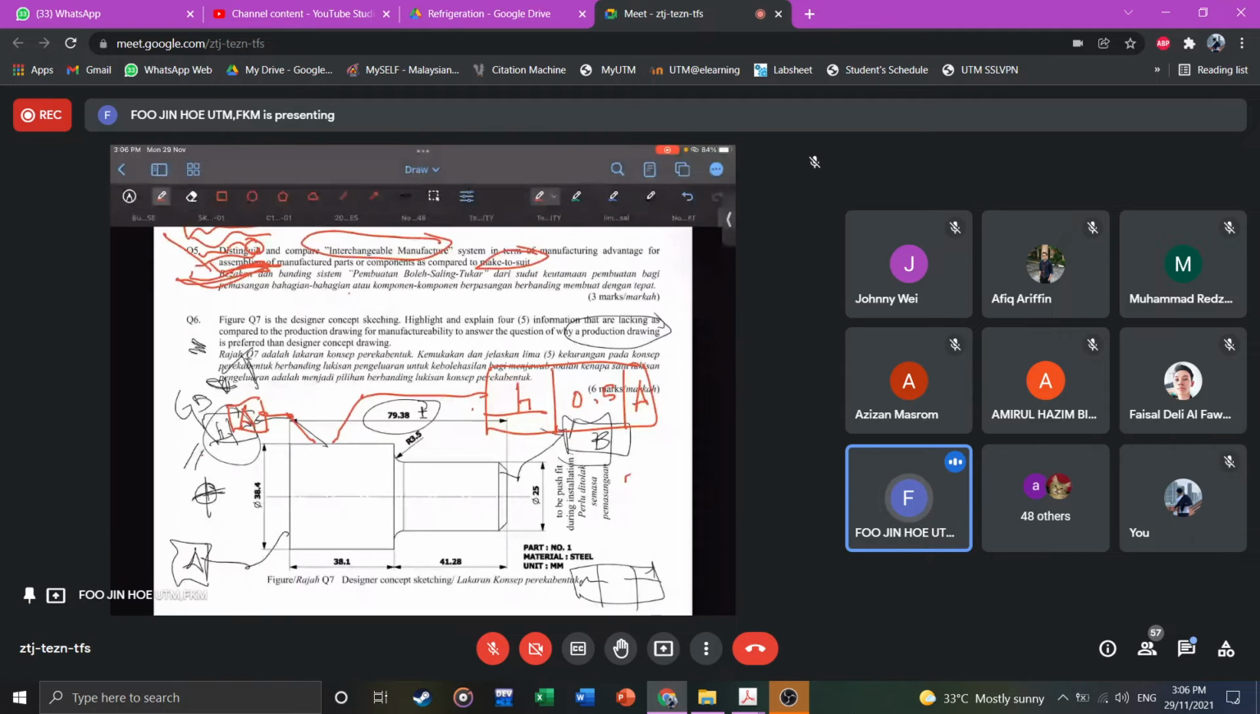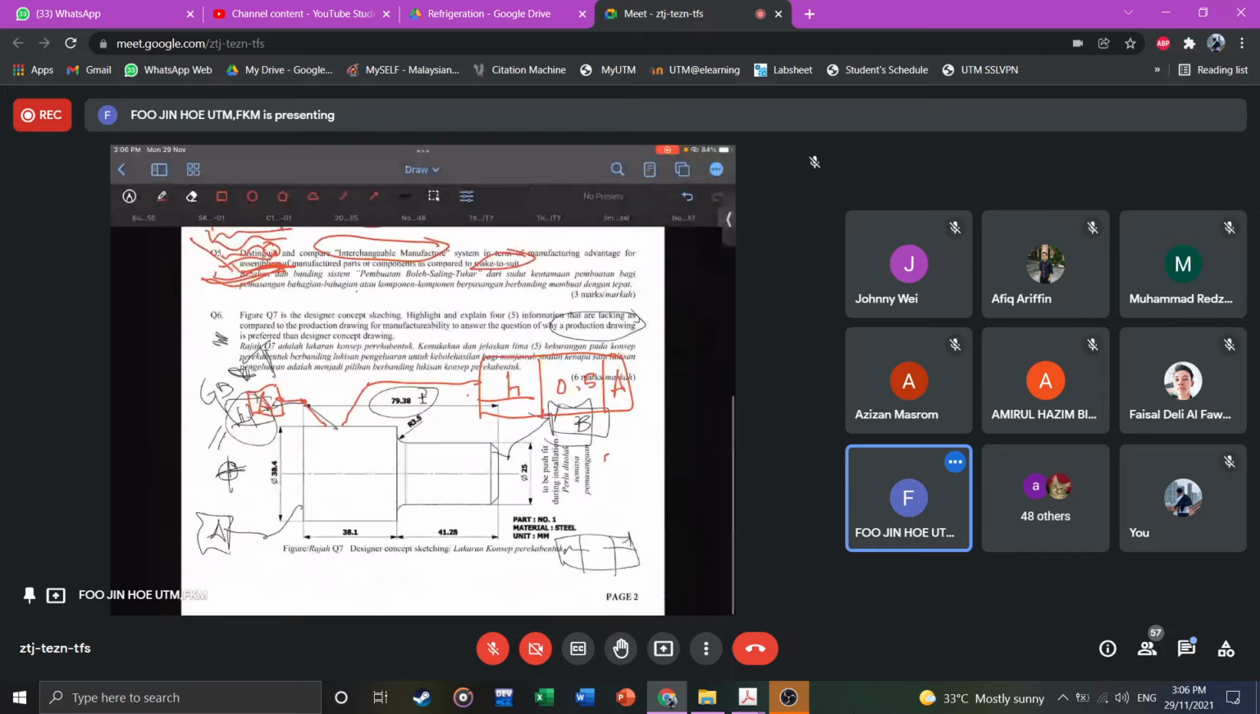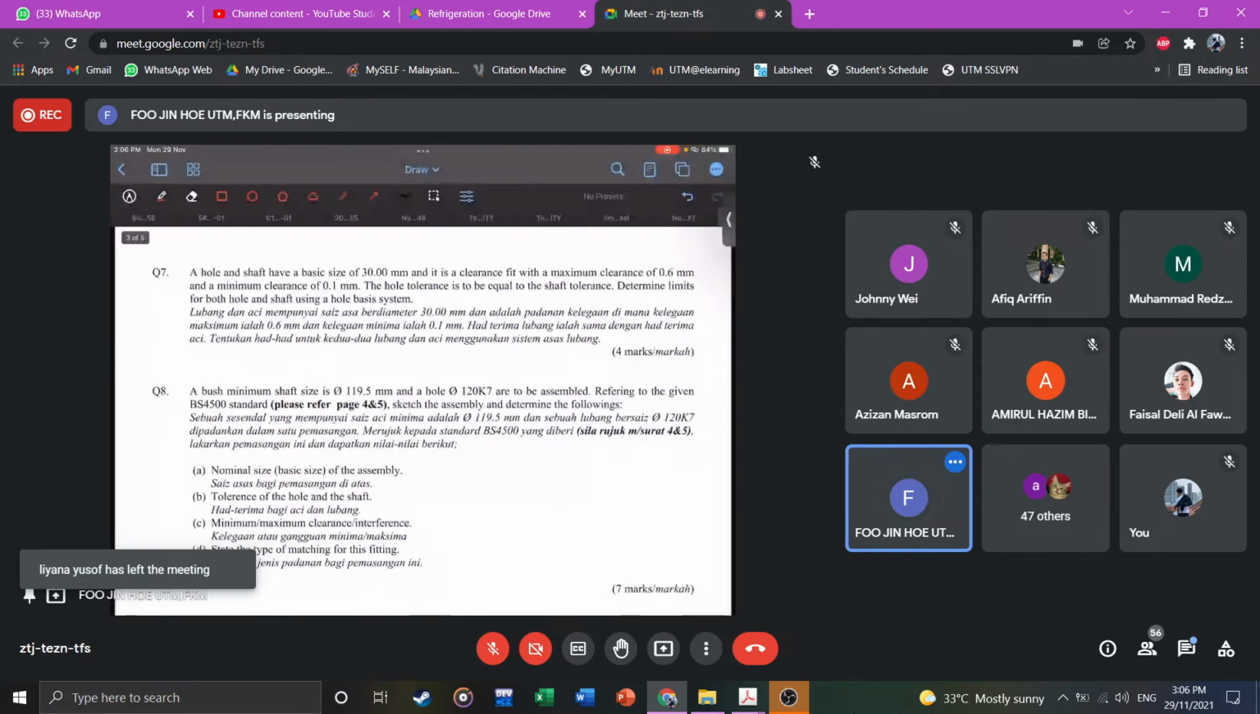A hole and shaft have a basic size of 30. Clearance fit means that it's loose, with a maximum clearance of 0.6, something minus something is 0.6, positive. And the minimum clearance is 0.1, so something minus something is still 0.1.